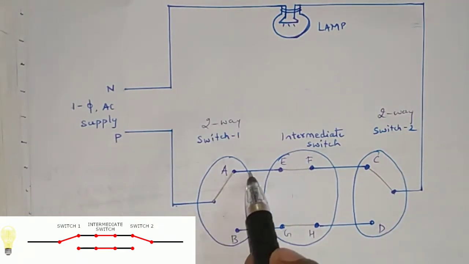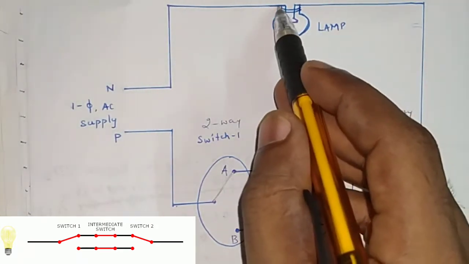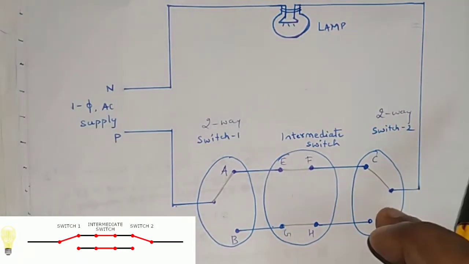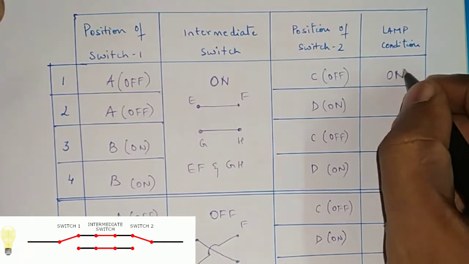You can see there is a path for current to flow till the lamp terminal. So it is a closed circuit. The other terminal of the lamp is connected to neutral, so the circuit is closed for this condition, and therefore the lamp will be on. So just write the lamp condition as on.